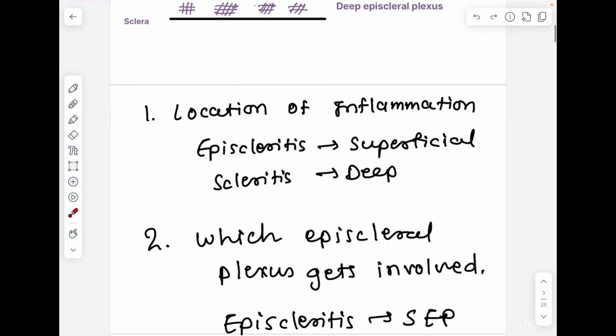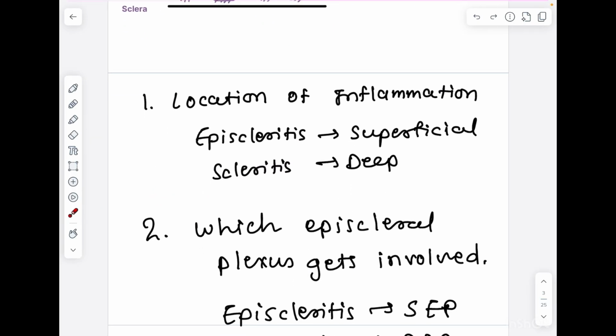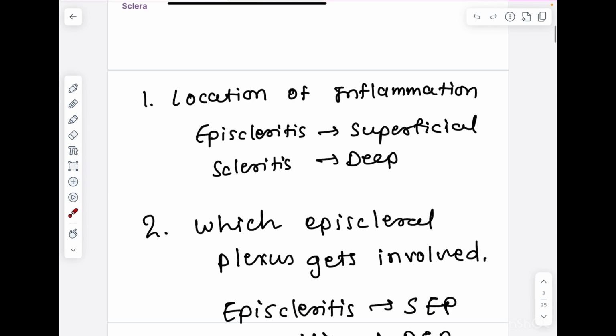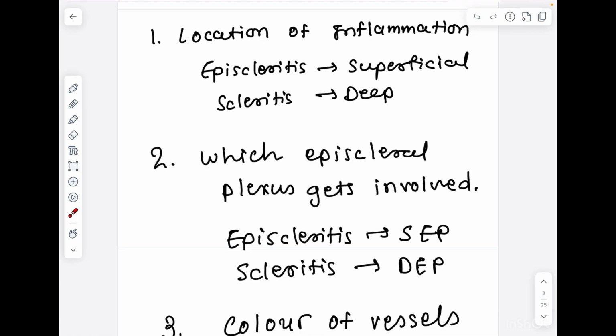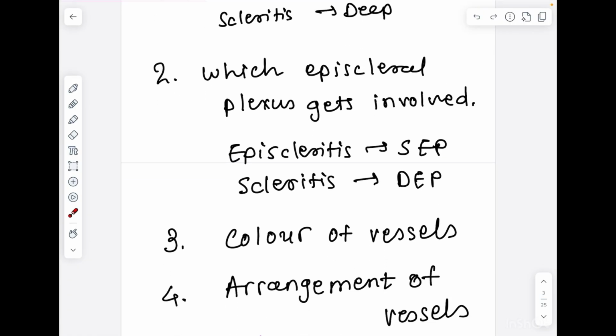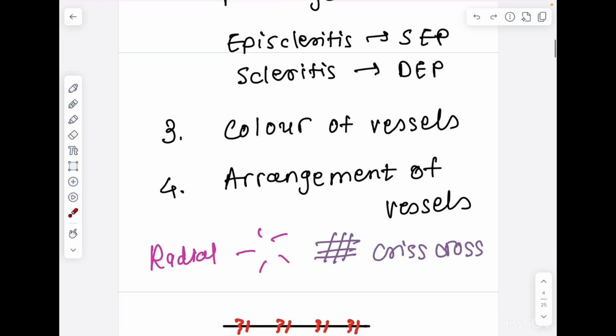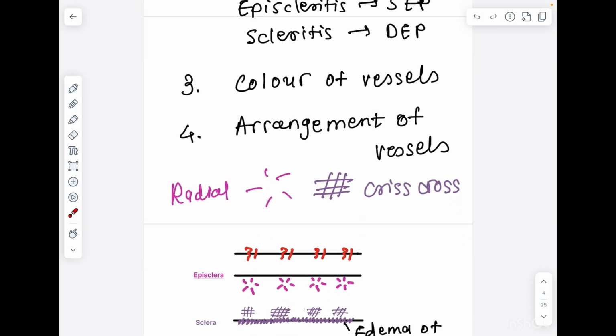Okay. Location of inflammation. Episcleritis is superficial. Scleritis is a deep, deep-seated inflammation. Which episcleral plexus gets involved in episcleritis? The superficial episcleral plexus. In scleritis, the deep episcleral plexus. Color of vessels and arrangement of vessels: superficial episcleral plexus and deep episcleral plexus.